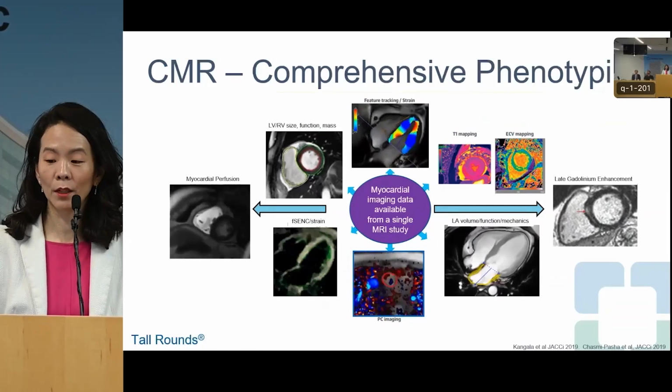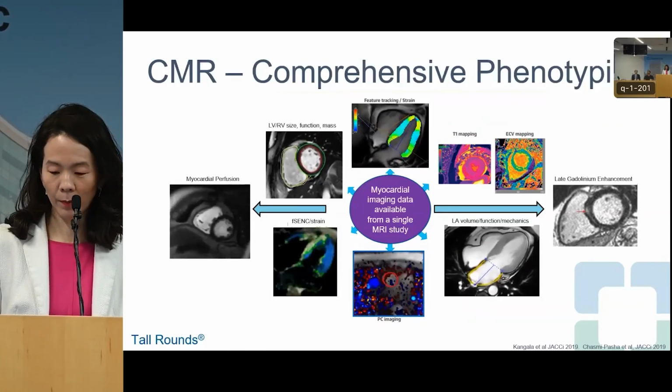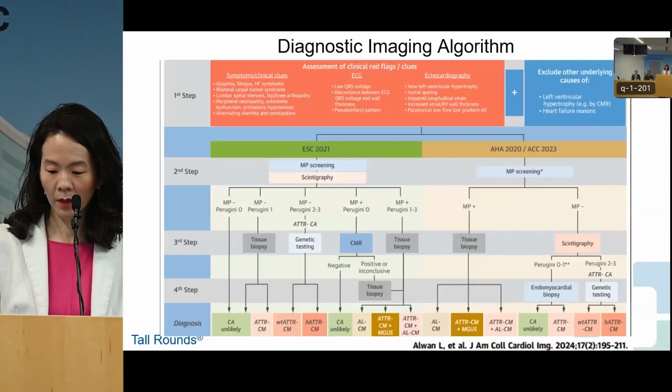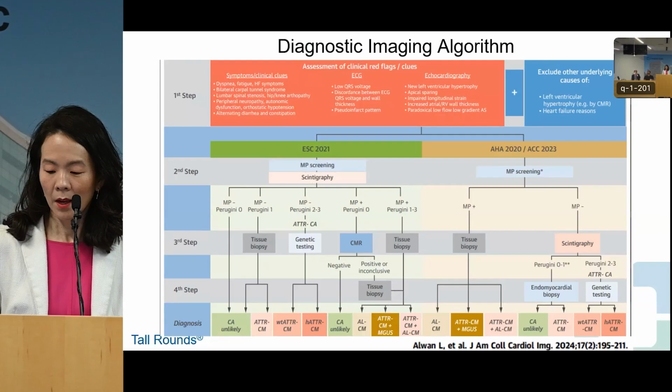And all of these imaging features get very interestingly impacted by amyloid deposition. So I also just wanted to provide this diagnostic imaging algorithm. There are two different guidelines, ESC and AHA. I'm not going to go into this in detail.